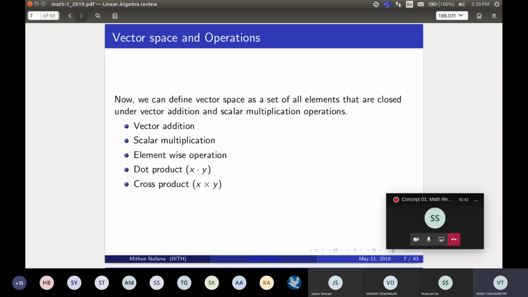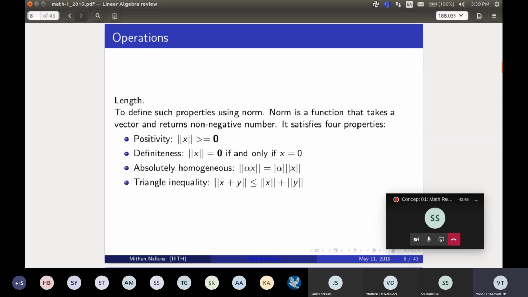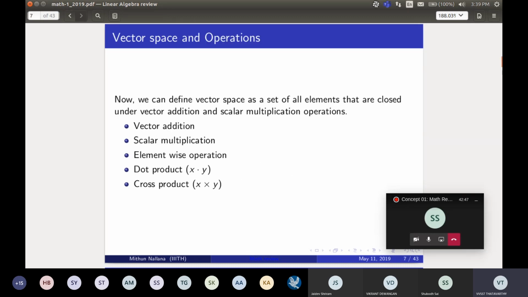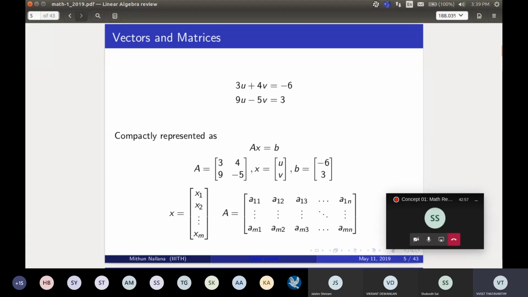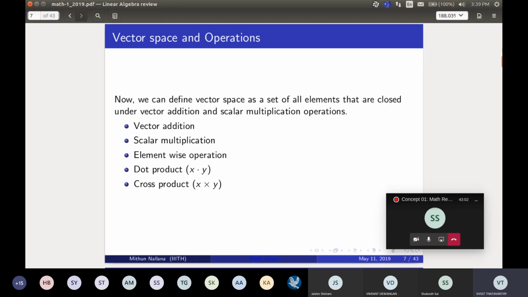And then we have the scalar multiplication and element-wise operation. And we have the dot product also. So x dot y, the dot product, you do the element-wise product. Here in this case you say 3 into 4 plus 9 into -5. So that gives you your dot product. And we have a cross product which has very interesting applications. In general, dot product will give you a scalar. However, cross product will give you a vector which is perpendicular to the direction of both the vectors.